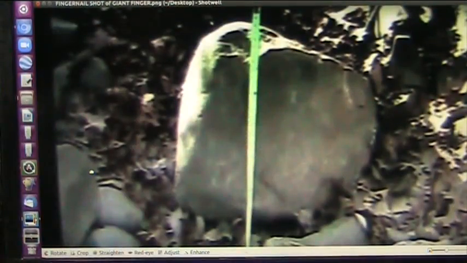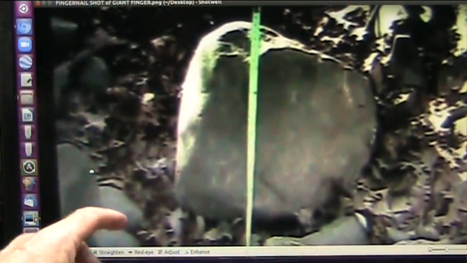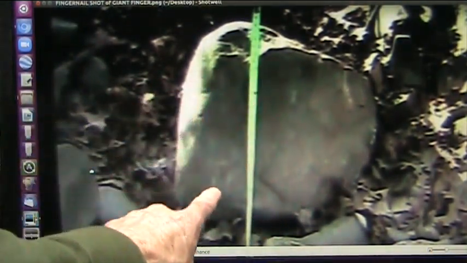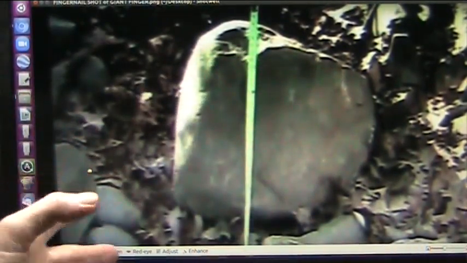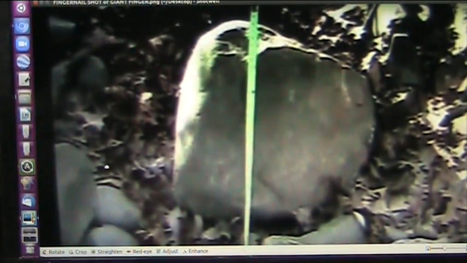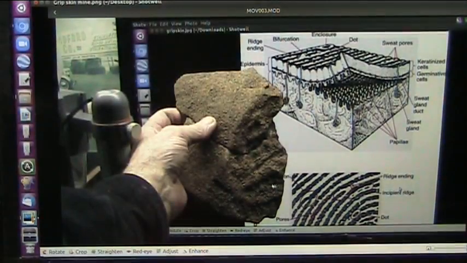Okay, how I got into this was because my property here is just loaded with mud fossils, which are from giants. That's a giant fingertip. That's the fingernail of the giant fingertip. And I've looked at it very carefully, and if that doesn't convince you, I have DNA tests on it, and I also have this from the side that has the grip skin, which is the fingerprint.